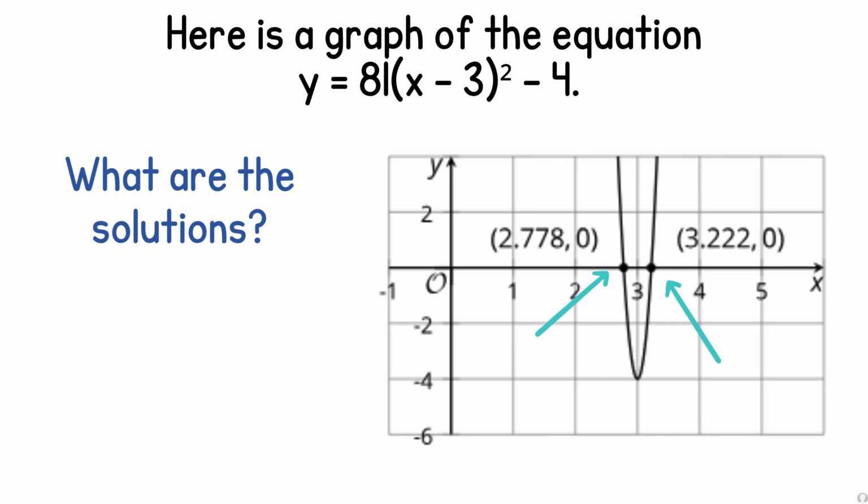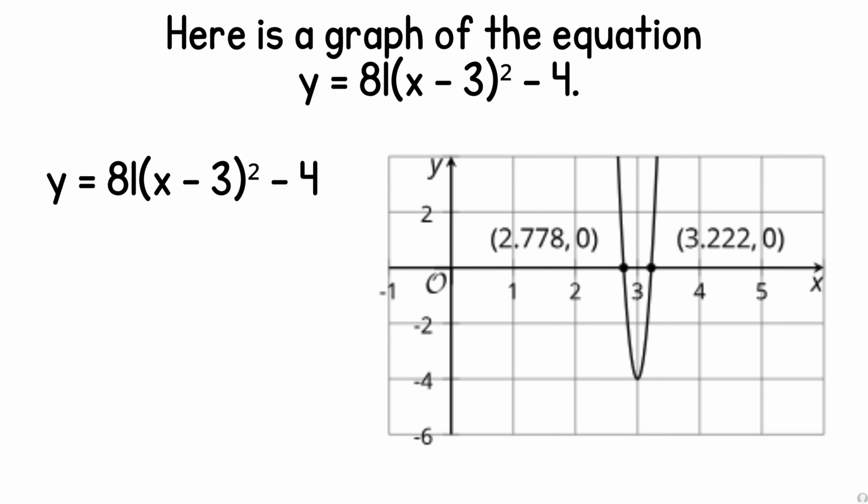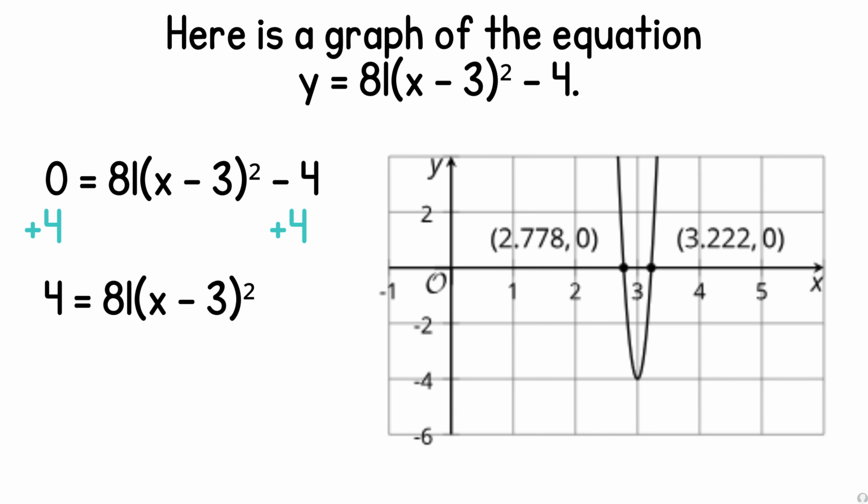So we're going to find the exact solutions to see if those are what the solutions were or if they were rounded down. Let's take the equation they gave us and we'll try to use the square root method. So we'll try to get x minus 3 squared isolated first. We know that y will become 0 since that's when the x-intercepts will happen. Let's start by adding 4 to both sides of the equation. This gives us 4 is equal to 81 times x minus 3 squared.